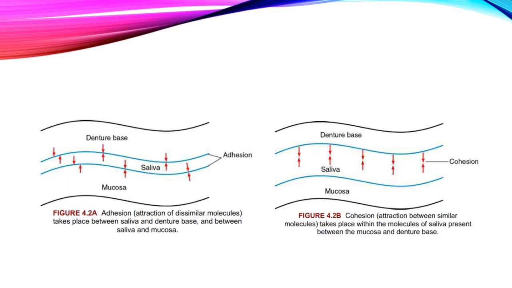This picture shows the difference between adhesion and cohesion. So adhesion is the attraction of dissimilar molecules, which takes place between the saliva and the denture base, as well as saliva and the mucosa. So here it is the attraction of unlike molecules which takes place between the saliva and the mucosa, as well as saliva and the denture base. Here it is cohesion, that is the attraction between similar or like molecules, which takes place between the molecules of saliva present between the mucosa and the denture base. So here it is the cohesion, that is attraction of like molecules of saliva itself.